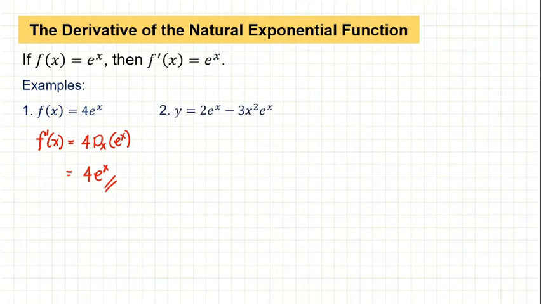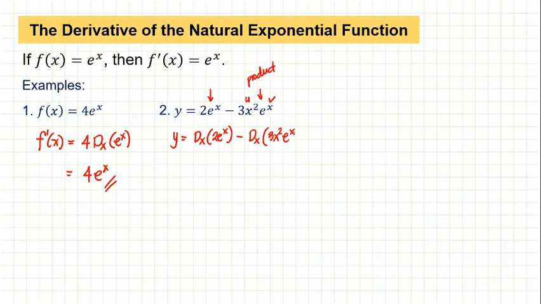Number two, we have this one. So here, we will apply the constant multiple rule. Dito naman, we will apply the product rule. Okay, so magpa-product tayo dito. This is your u, si 3x squared, and this is your v. So from that, we will now have y prime is equal to the derivative of 2e raised to x minus the derivative of 3x squared e raised to x. So again, dito magpa-product tayo sa second. Dito naman, constant multiple rule lang tayo. Okay?